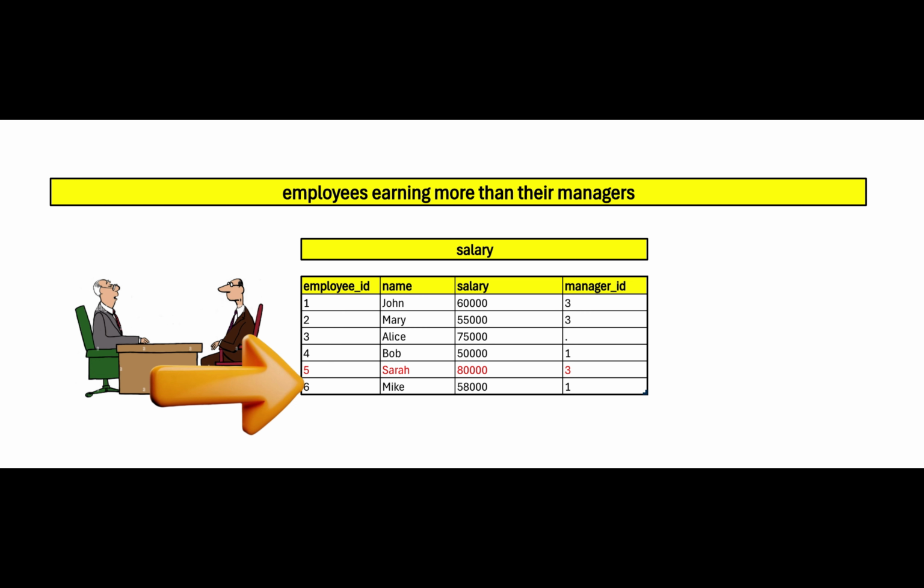So there is only one row in this particular table, which is this fifth row, name Sarah, salary 80,000 and her manager ID is 3. This is the only row where the employee's salary is more than their manager's salary. So we want this particular row in our output. So this is our problem. So let's jump into the query editor and let's see how we can solve this particular problem.